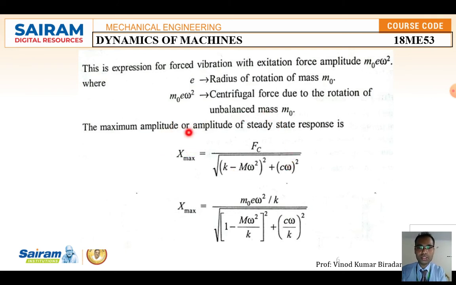The maximum or steady state amplitude of the response is given by this formula, which we already derived. The maximum amplitude X is Fc, the centrifugal force, divided by the square root of (k minus M omega square) whole square plus (c omega) whole square. Equivalently, X is m naught e omega square by k, divided by the square root of (1 minus M omega square by k) whole square plus (c omega by k) whole square. Here we substitute the centrifugal force: Fc is equal to m naught e omega square.